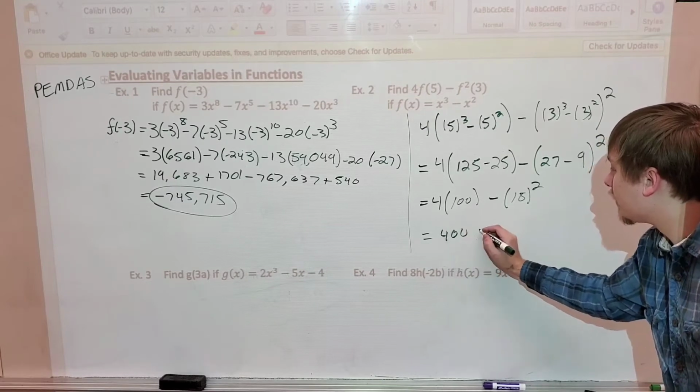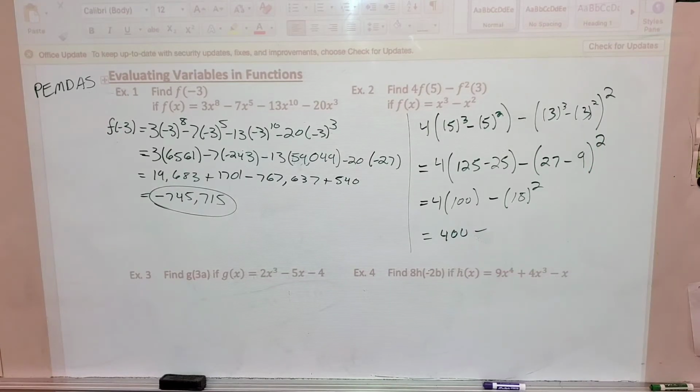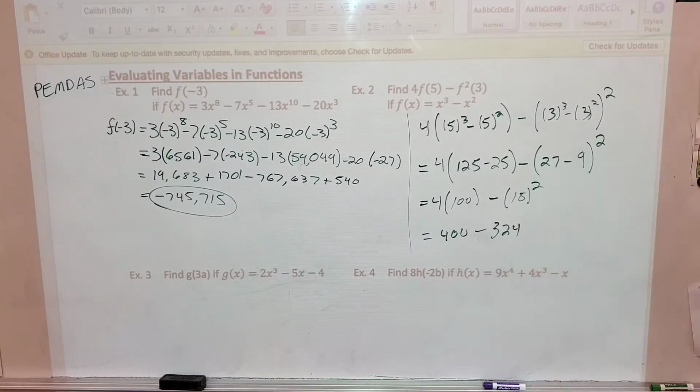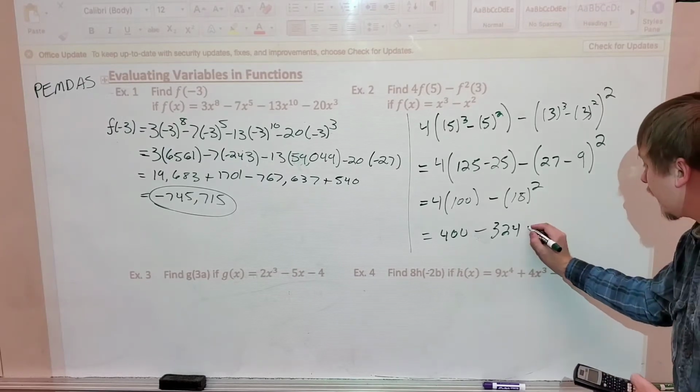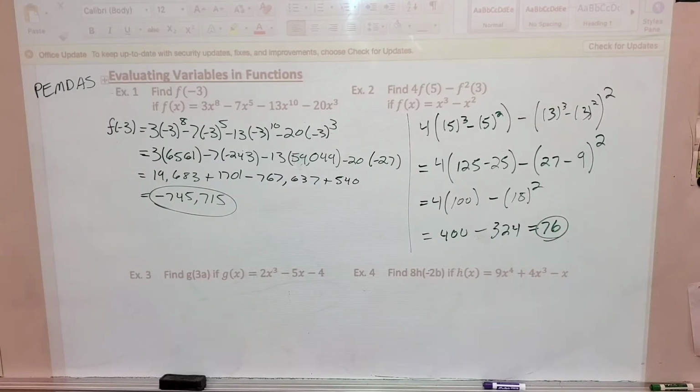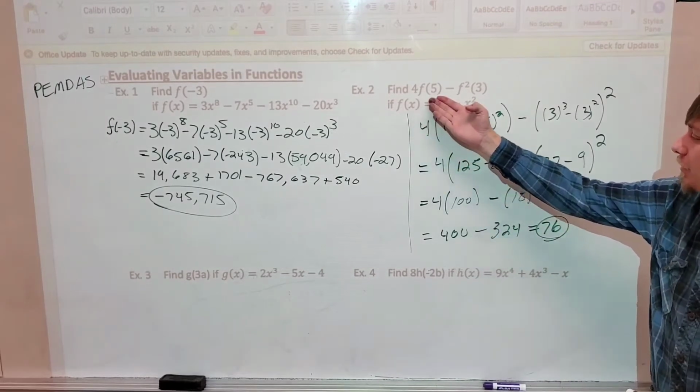4 times 100 is 400, and then 18 squared is 324. Subtract, 76 is our answer. Okay, so all we had to do here was read what's up there and then plug in the numbers that they told us.